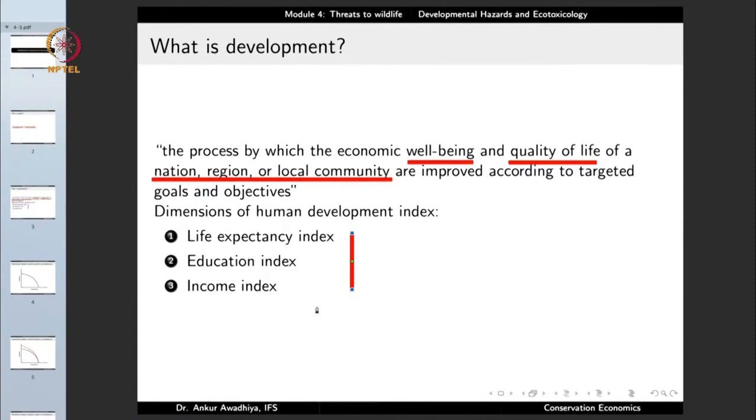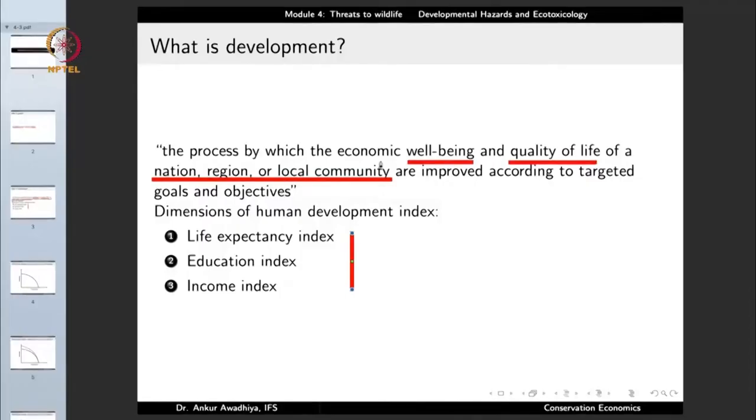Similarly, education index, how much can a person expect to receive in terms of education? If people are literate, then they are said to be more developed. If people go to colleges, if they go for a post-graduation course, we will say that they are more developed than, say, a person who is illiterate. Because education gives you the capability of doing something. So it increases the well-being, it increases the quality of life. So education index is also another component of development.